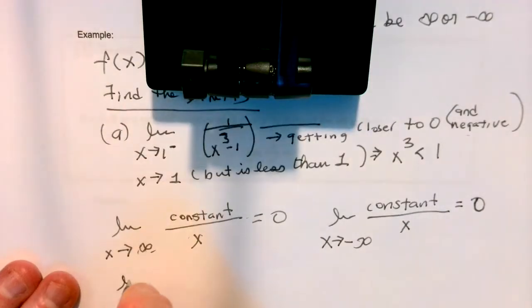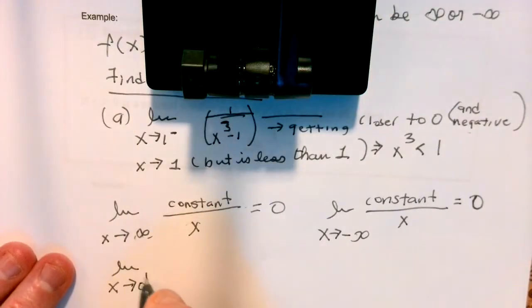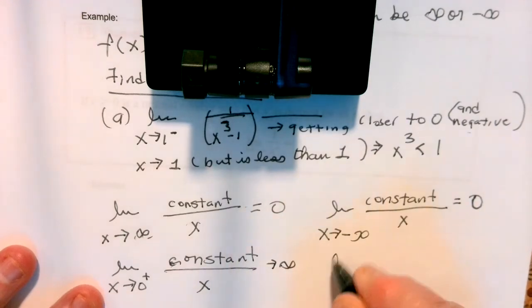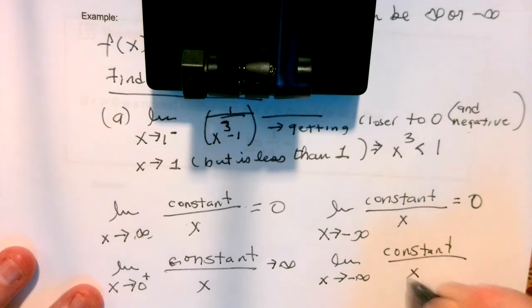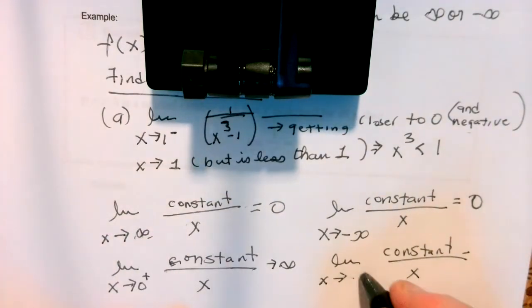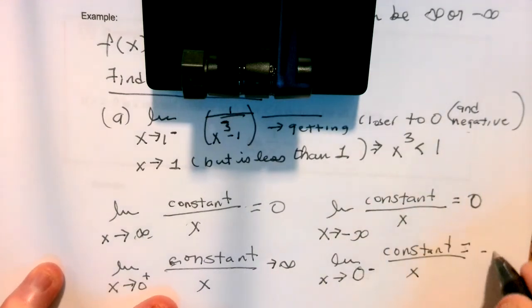But this is what we want to talk about, and we haven't talked about it. If we've got the limit as x goes to 0 from the plus side of a constant over x, then that's going to go to positive infinity. But if we've got the limit as x goes to 0 from the negative side of a constant over x, then that's going to be negative infinity.